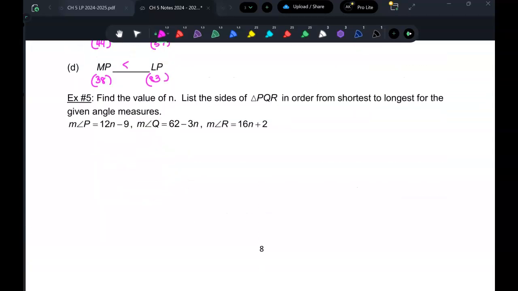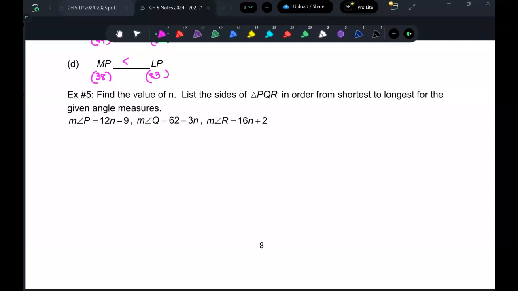Last one. Okay, find the value of n, and then we want to list the sides of triangle PQR from shortest to longest. So I'm just going to draw a generic PQR. We know angle P is 12n minus 9, Q is 62 minus 3n, and R is 16n plus 2.